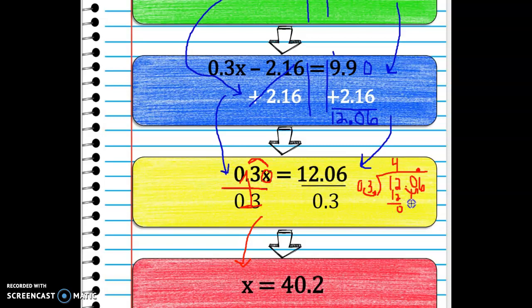I bring down this next 0. And 3 goes into 0 0 times. So right now I have 40. Remember, though, I have to now bring down this 6. So 3 goes into 6 2 times. And remember that 6 is now after the decimal point, so the 2 also has to be after the decimal point. So that's why my answer is 40.2, which you will see down here.